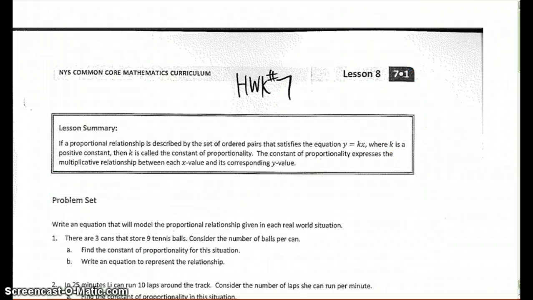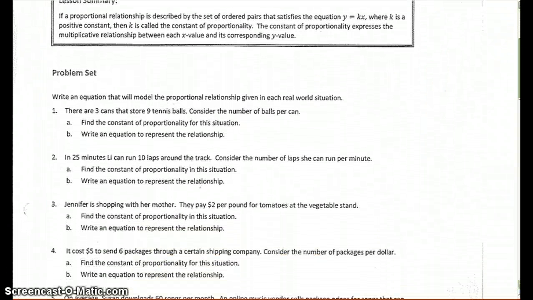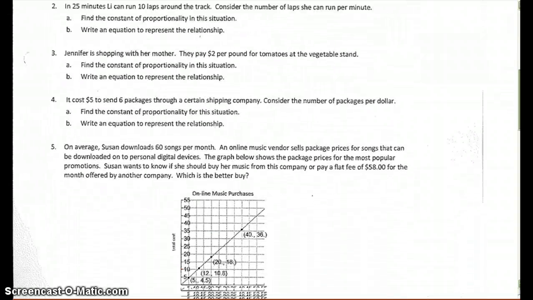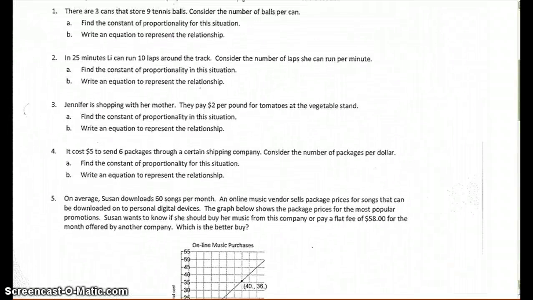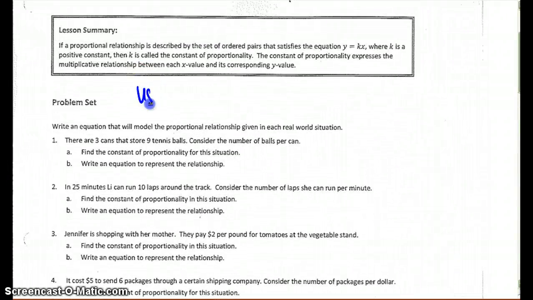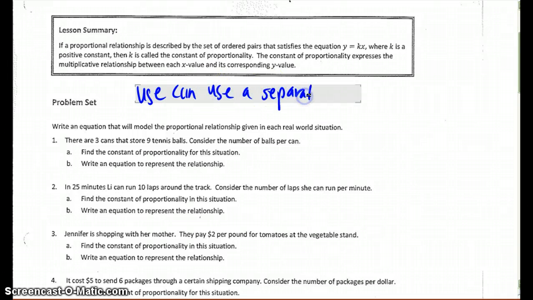So here is your homework assignment. I will help you with number 1, but you need to do the rest by yourself. If you need extra space on the worksheet, please use a separate sheet of paper to help you. Okay, we will complete the rest of it in class tomorrow as well. So please do not freak out if you don't get it.